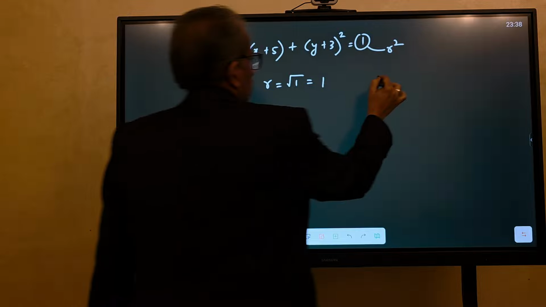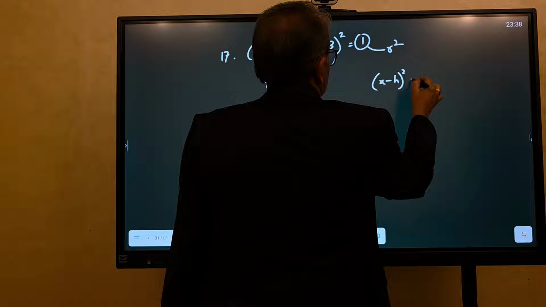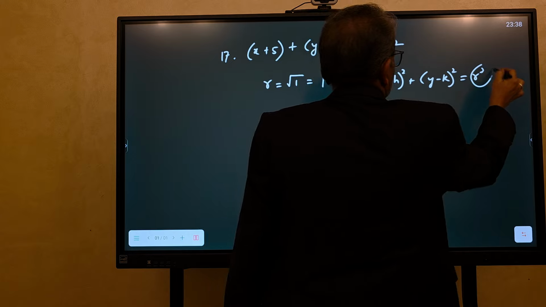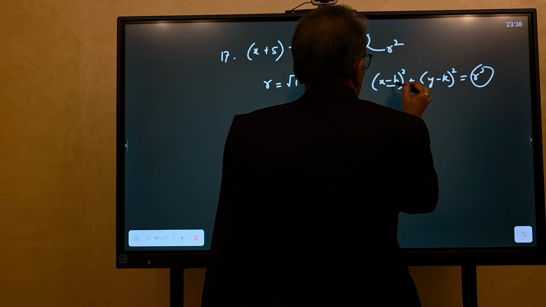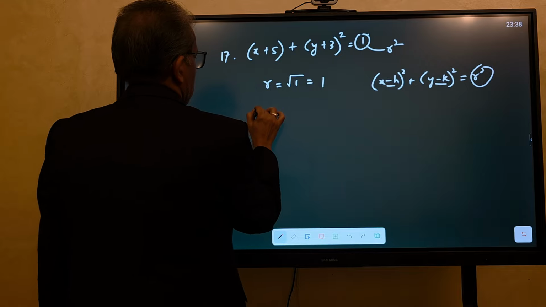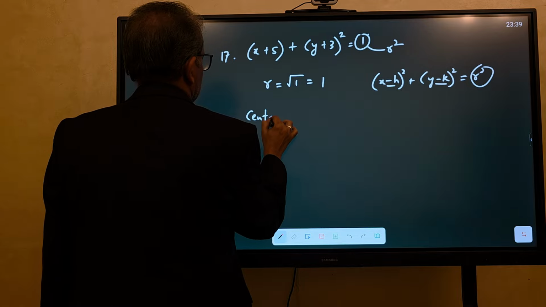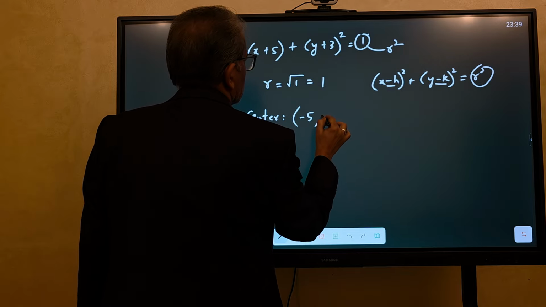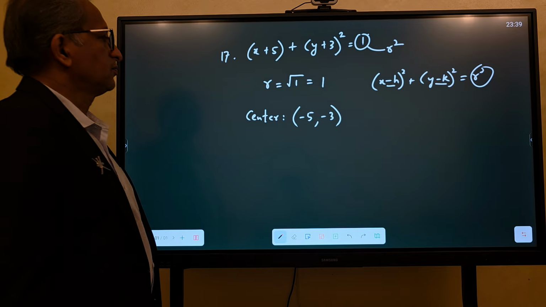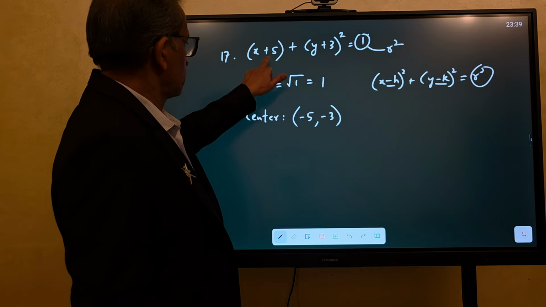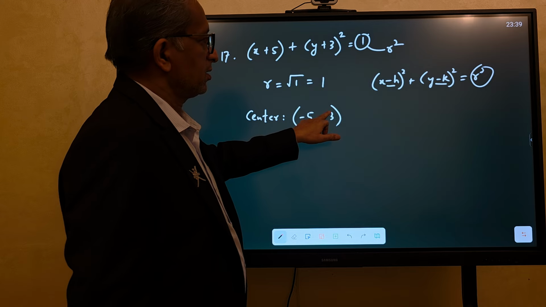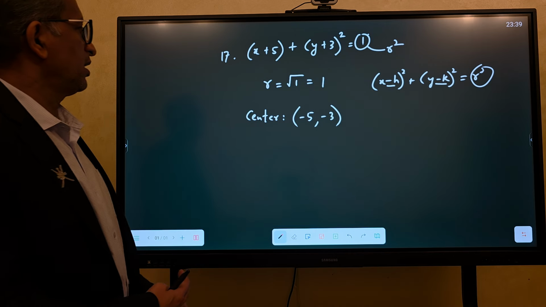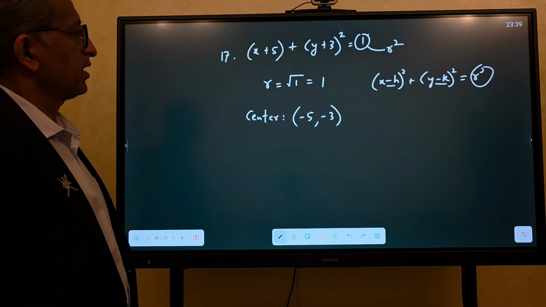Now this I am going to compare with this formula. So r square equal to 1. Now here you have a minus h and minus k. So what is your h here? That is, what is the center? The center will be minus of 5 and minus of 3. Because if it is plus, you write minus. Because here you have a minus. So I have to write it in that particular format. Then the center will be minus 5, minus 3.